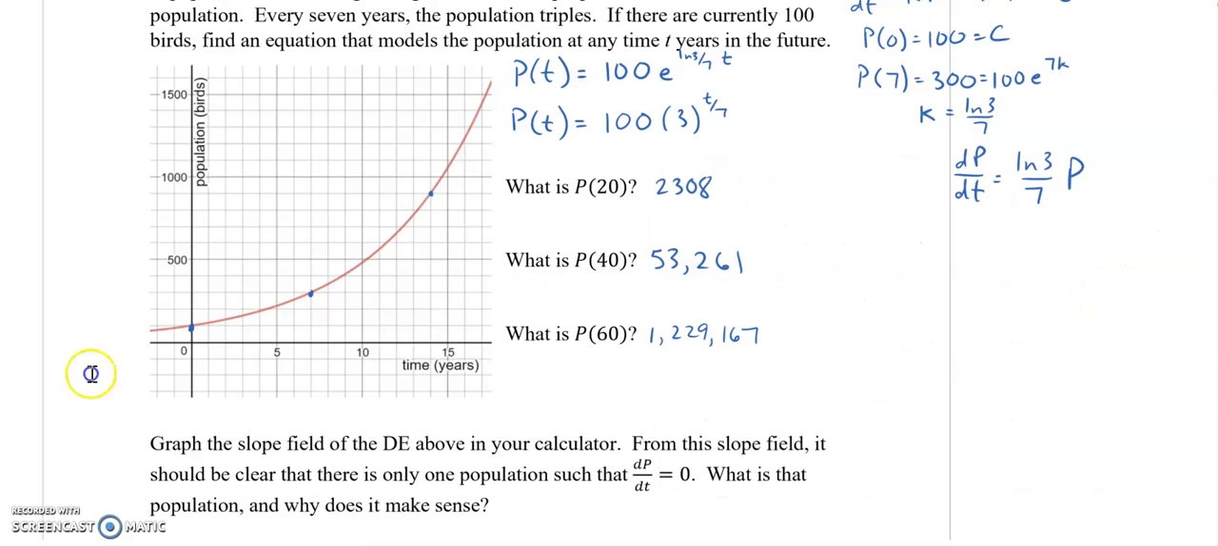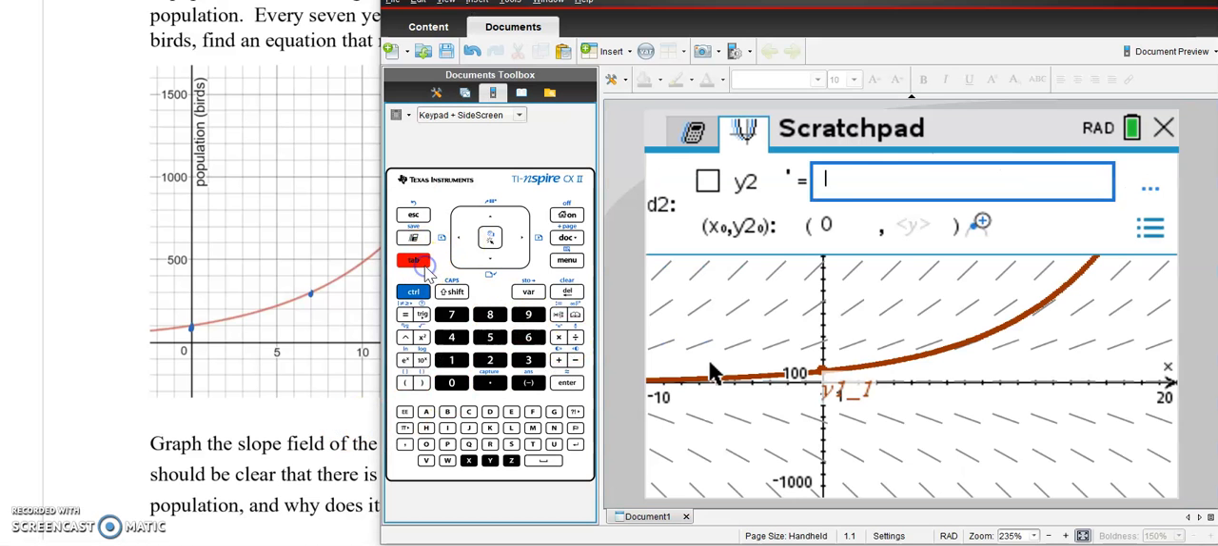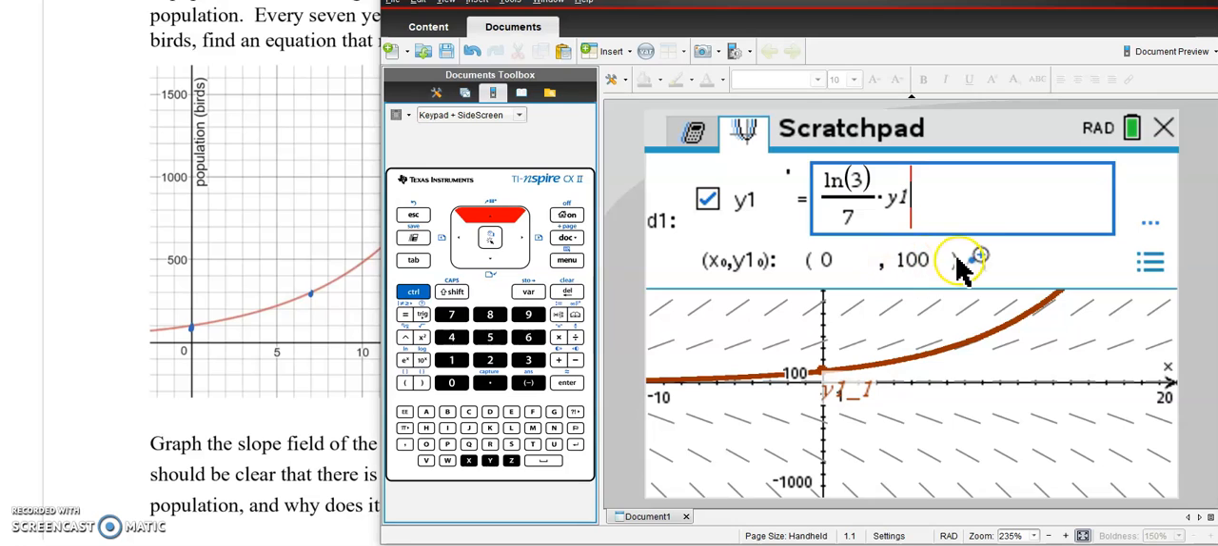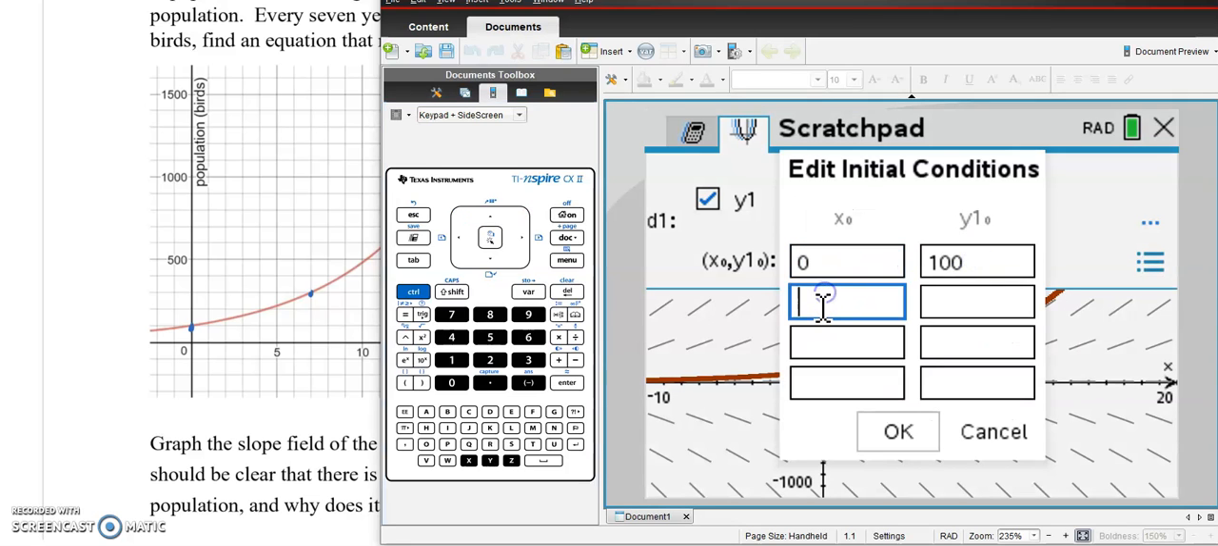But there are lots of other solutions, and we could consider other solutions at different initial points. So, for example, we could try 500. Why not? Let's see what happens if we add some initial conditions. I'll add 0, 500. Maybe I won't jump the gun here.